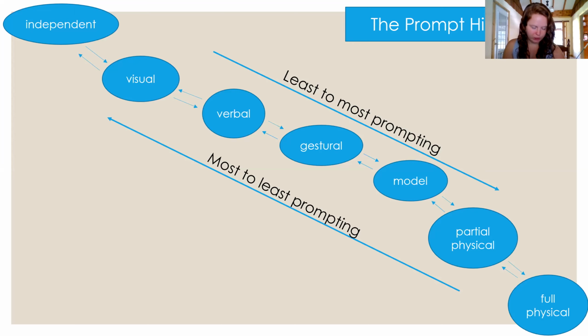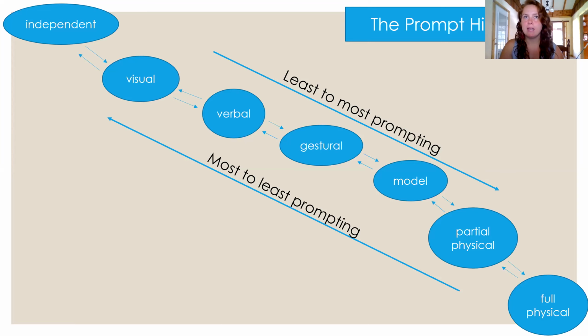And there are two types of verbal prompts. So a full verbal prompt or a partial verbal prompt. We're going to start with full because that is the more intrusive prompt, and we are going through as if we're doing most to least prompting. So a full verbal prompt, you're going to say exactly what you want the learner to say. You're going to fill in the whole thing.